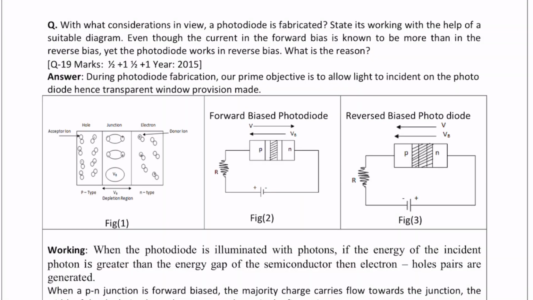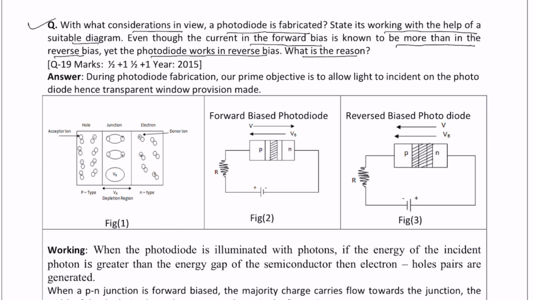Next question. With what consideration in view is a photodiode fabricated? State its working with the help of a suitable diagram. Even though the current in the forward bias is known to be more than in the reverse bias, yet the photodiode works in reverse bias. What is the reason? So half plus 1 and half plus half, total 2 and 3 marks question. This question was asked in 2015.